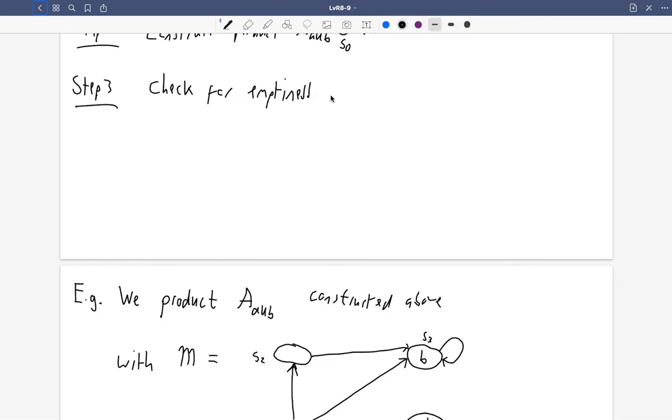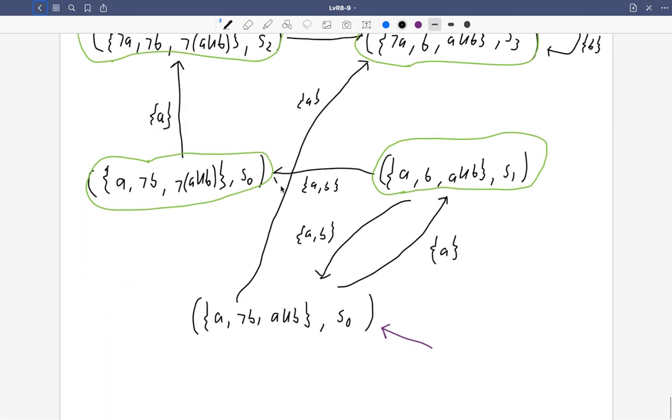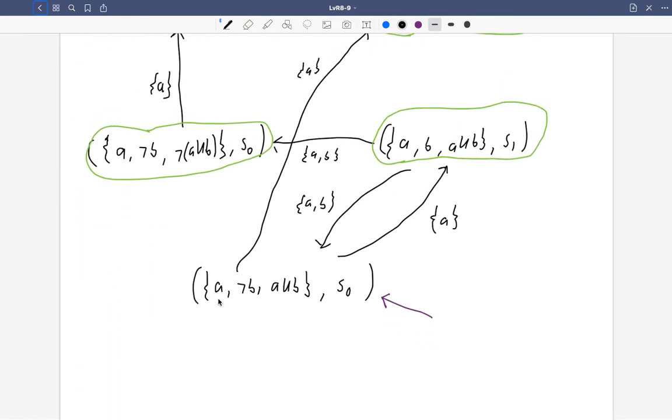So we check for language emptiness of the product automaton. And the answer is no. The language is not empty. And the lasso, for example, one example of the lasso is this one.